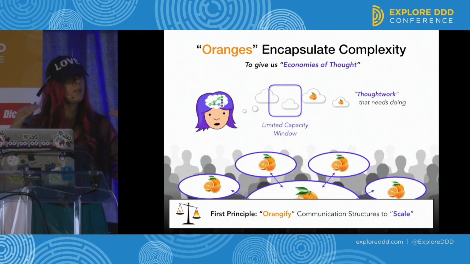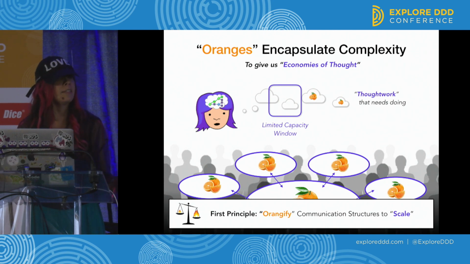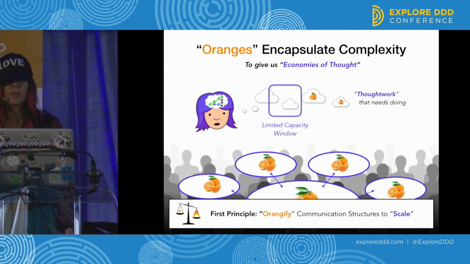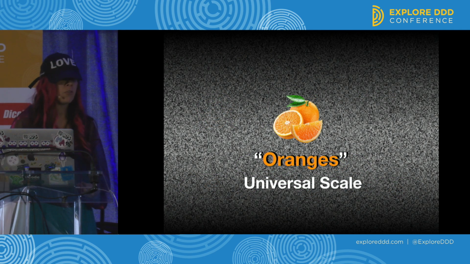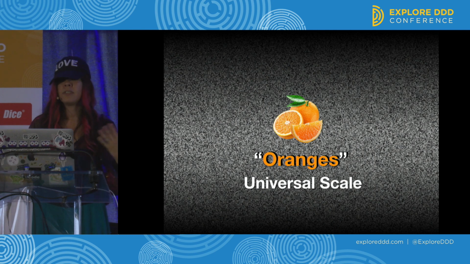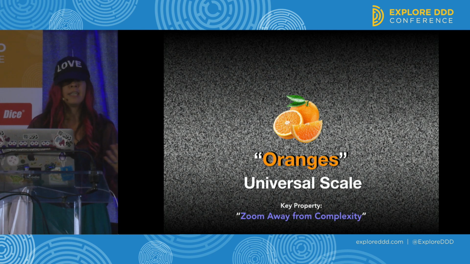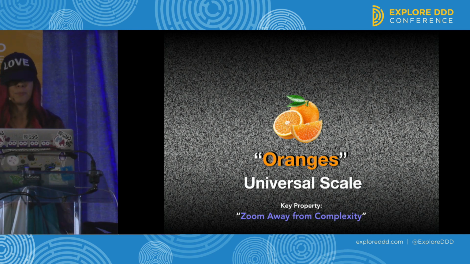And once those boundaries break, you start to realize how important it is to manage all the dependency type of coordination that has to happen and formalize processes around how you're going to do all that kind of stuff. So one of the things I found that's really useful is we can think about oranges as this concept that gives us universal scale with this key property of being able to zoom away from the complexity.